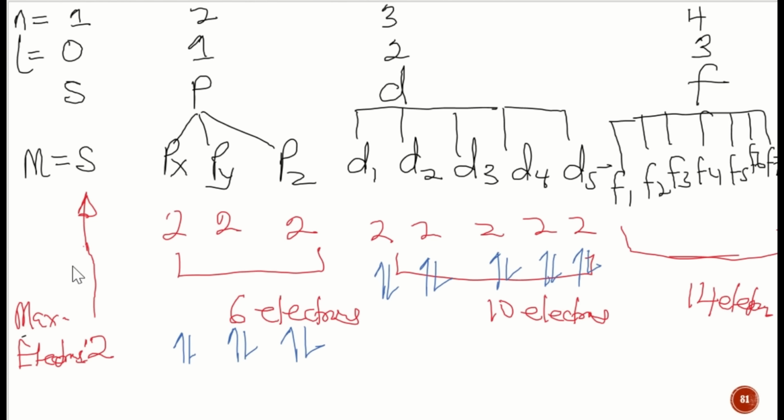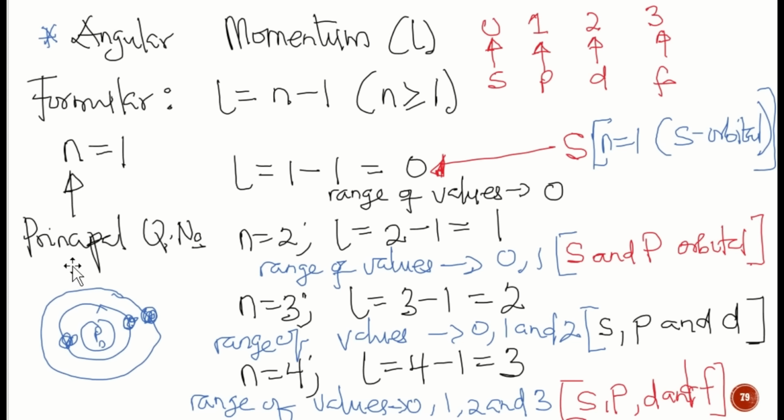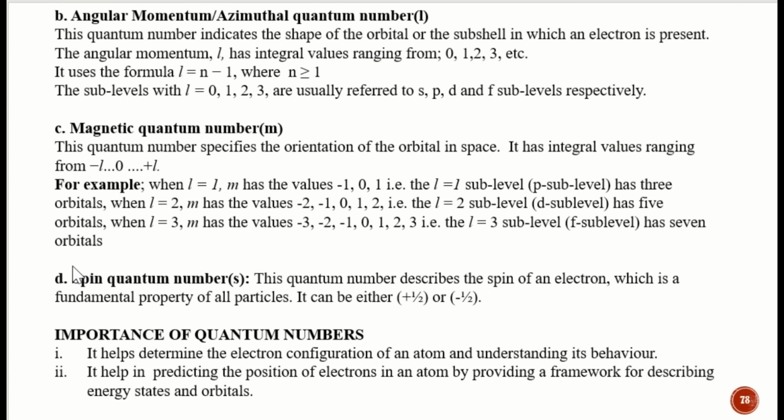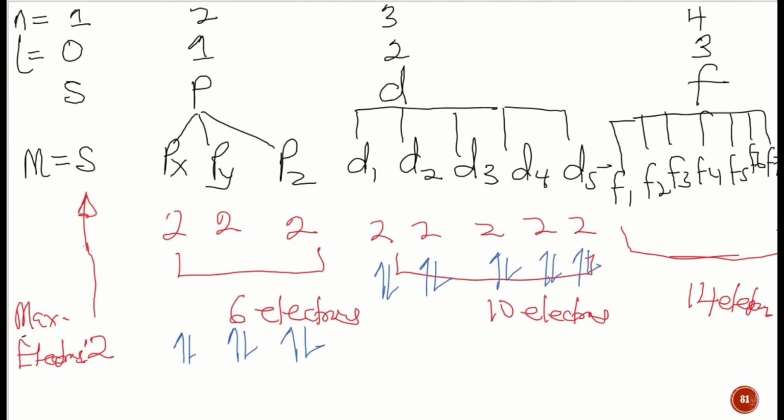Now, when we talk about the spin, we said for a spin quantum number, this describes the spin of an electron. So when we write out the electronic configuration for atoms, we denote the number of electrons on an orbital with a spin. So if I have 2 spins, it means I have 2 electrons on that particular orbital. If I have a single spin, I have 1 electron on that particular orbital.